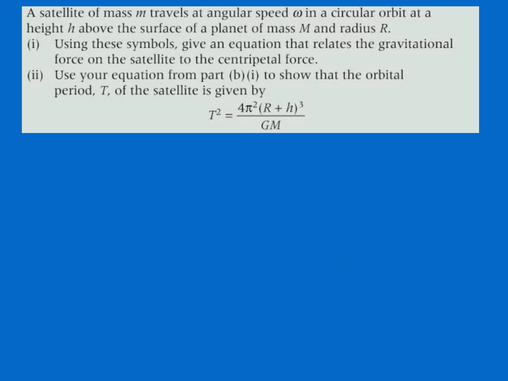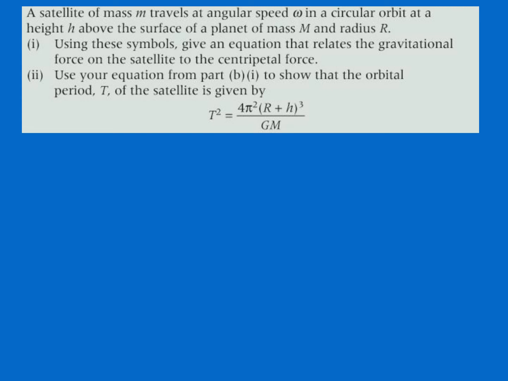Okay, so we'll look at this, which is a typical exam question that you can get around satellite motion. The first part says to use the symbols to give an equation that relates the gravitational force on the satellite to the centripetal force. So you've got a satellite of mass m, travelling at angular speed omega in a circular orbit at a height h above the surface of the planet of mass M and radius R. So we need to give an equation that relates the symbols.